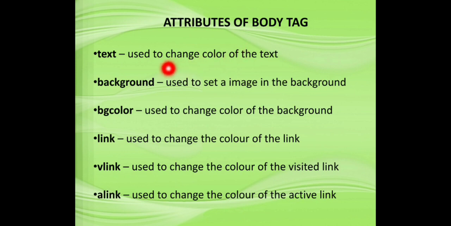Attributes of body tag. Text we have already studied; it is used to change the color of the text. Background is used to set an image in the background. The example I'll show you on the next page. BG color is used to change the color of the background, which we already did in the previous slide. Link is used to change the color of the link. V-link is used to change the color of the visited link, and A-link is used to change the color of the active link. Links are actually known as hyperlinks in HTML.